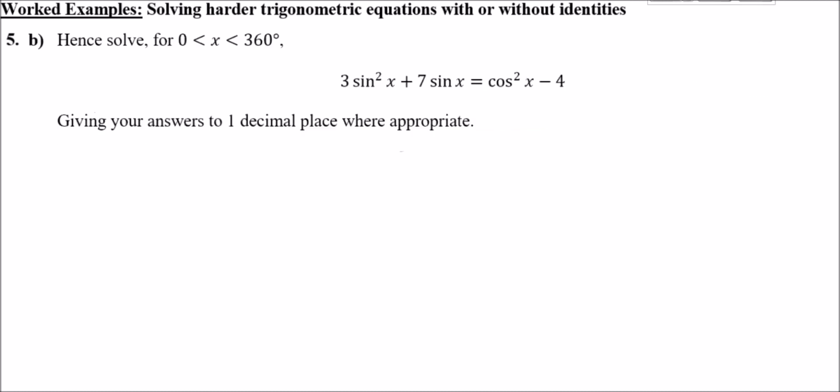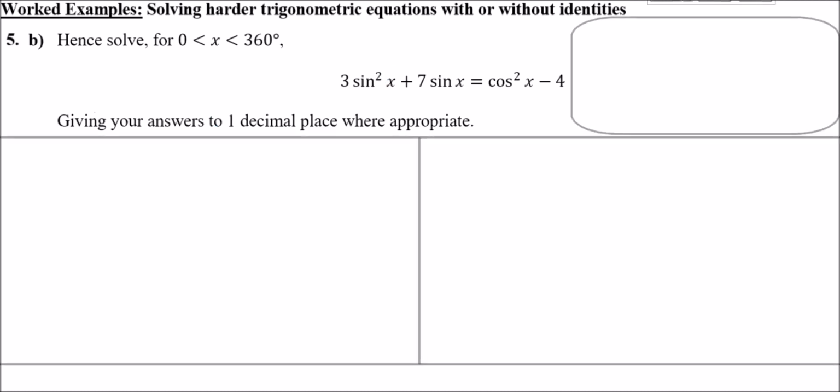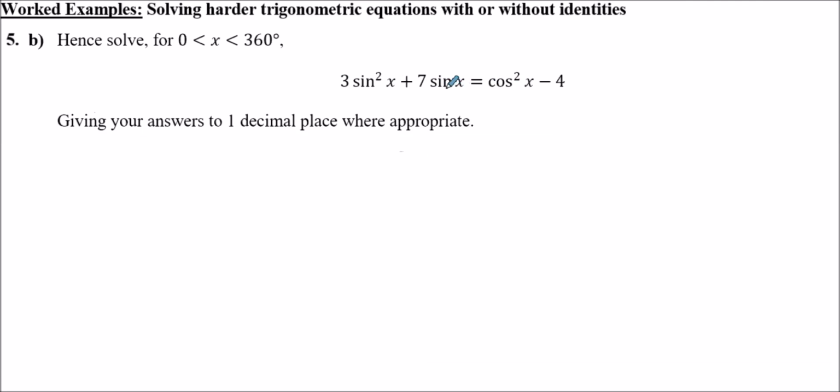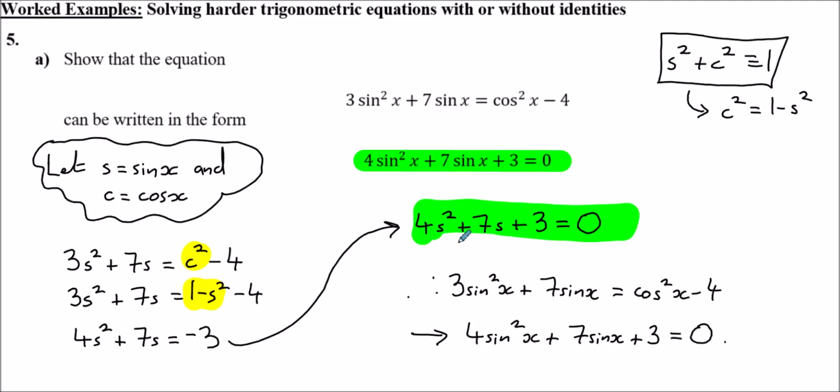So part B, the big word here is hence, so we're going to use part A to help us. We're solving in the region of x being from 0 to 360, this equation here, giving the answers to 1 decimal place where appropriate. So just giving ourselves a bit more space to solve this, what we had from earlier, this thing here, just going back 1 step, this thing here we said was actually the same as 4 sine squared plus 7 lots of sine plus 3 equaling 0. So we're going to be actually solving this thing here.